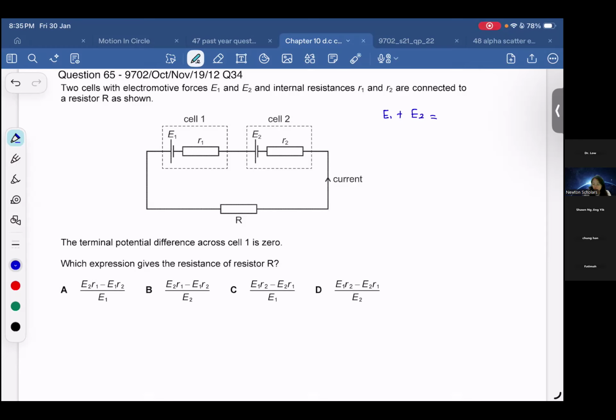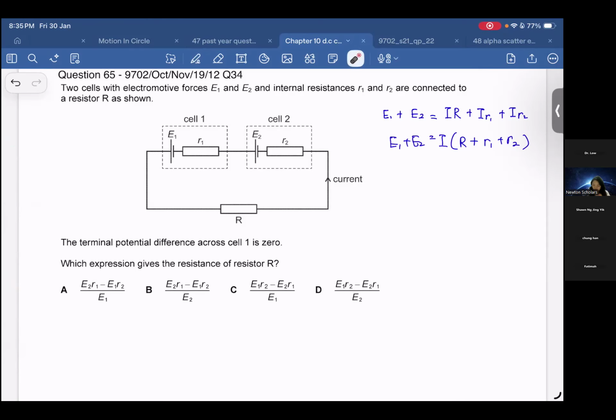Fatima, correct? So here we will get I times capital R plus I times R1 plus I times R2. Because the whole circuit is in series, the current will be the same. So at here, I can take out the I: R plus R1 plus R2. So this one is E1 plus E2.